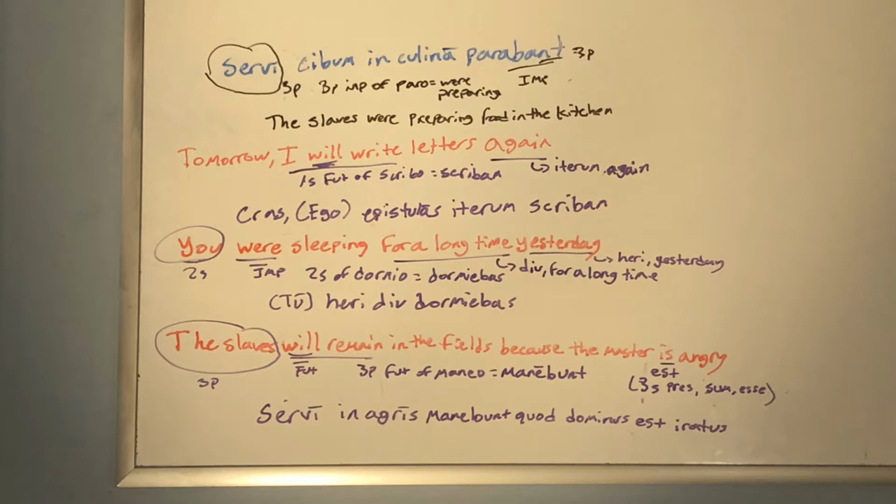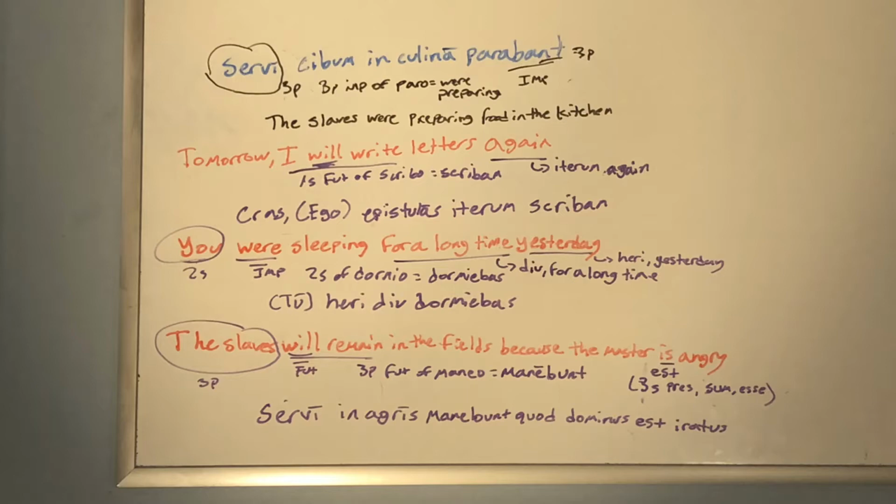Now we move to the next sentence. You were sleeping for a long time yesterday. The word for a long time is diu, and the word for yesterday is heri. So really, the only things you have to do is figure out the subject of the sentence and figure out the verb of the sentence. It's not that much work here.